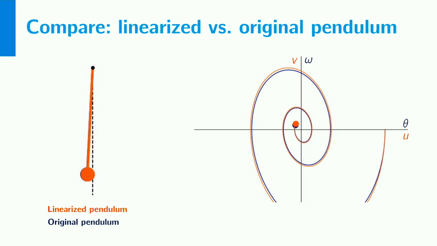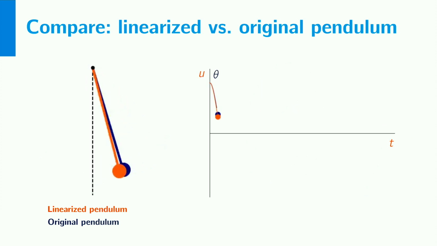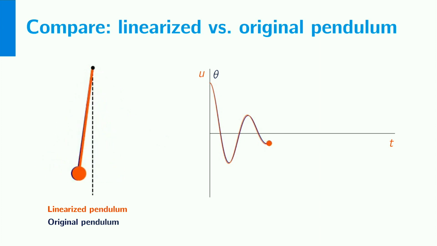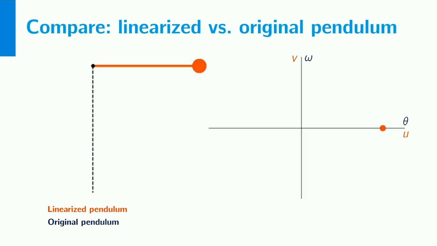The same in the phase plane. The linearized solution is a little ahead, but the approximation is good. You see the same in the behavior in time. Note that to calculate the original solution we had to resort to a numerical method. The amplitudes we saw were small, and that is precisely where sine theta is well approximated by theta itself.